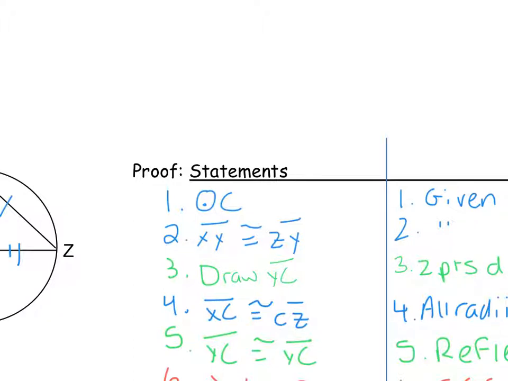After we prove triangles congruent, we usually need to say CPCTC. So if I'm looking at what I'm trying to prove, I'm trying to prove angle X is congruent to angle Z. Those are parts of my congruent triangles. So I'm ready to say angle X is congruent to angle Z just by CPCTC. I'm done.